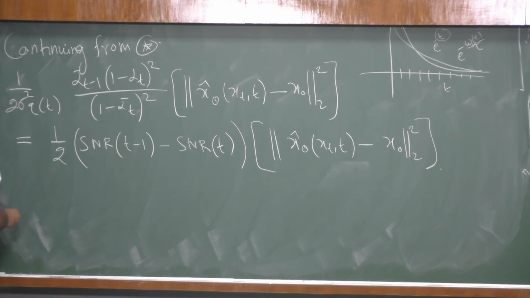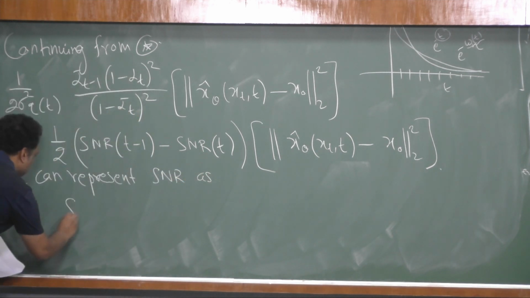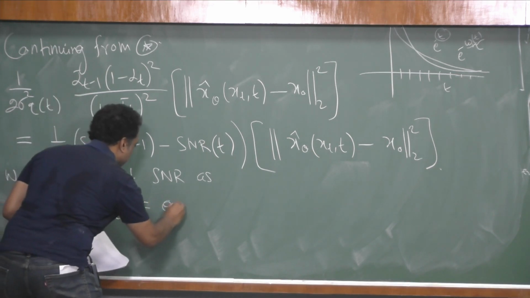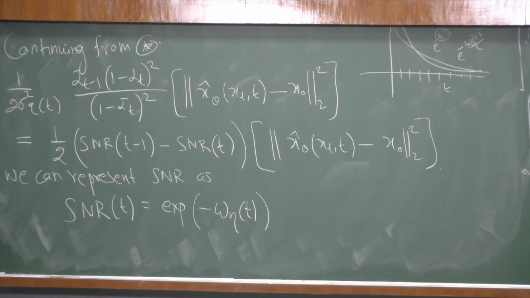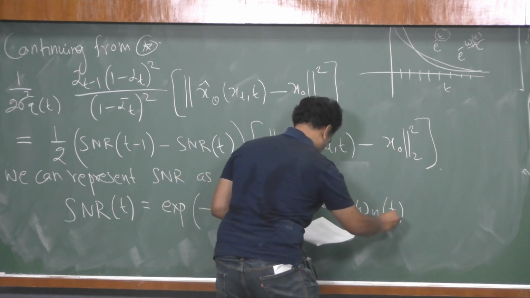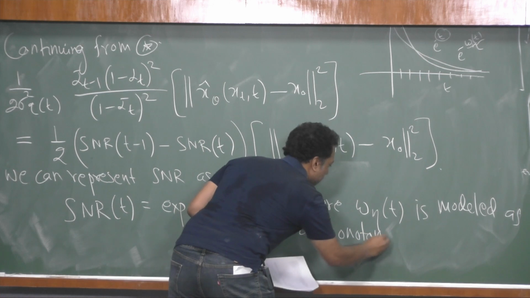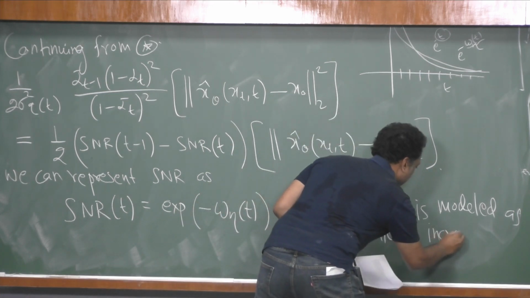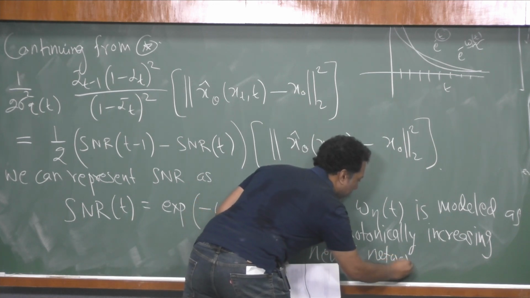Okay, so this is what we will do as the next step: we will say that SNR is exponential, so we can represent it as follows. As I said, SNR of t is exponential of minus omega eta t, where, let us call it omega, small omega, omega eta t is modeled as a monotonically increasing neural network with parameters eta.